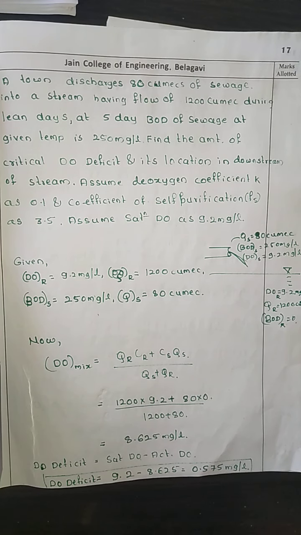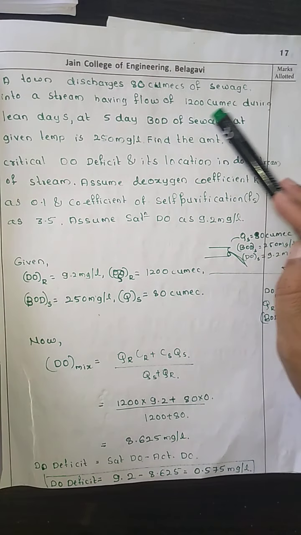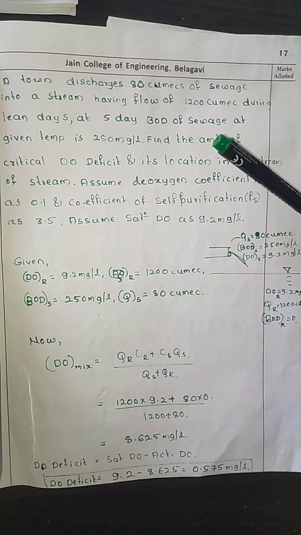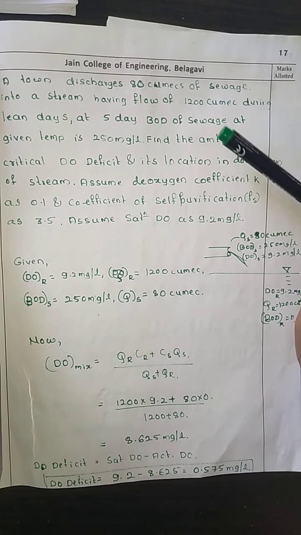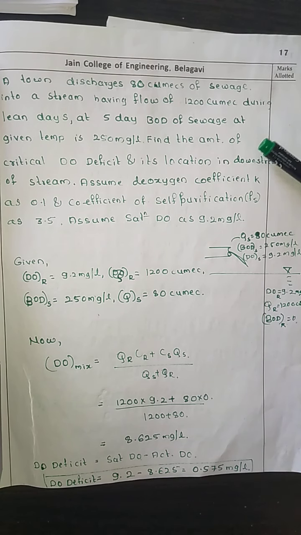A town discharges 80 cumecs of sewage into a stream having a flow of 1200 cumecs during lean days. Now the 5-day BOD of the sewage at the given temperature is 250 mg per liter. Find out the amount of critical DO deficit and its location in the downstream of the stream.